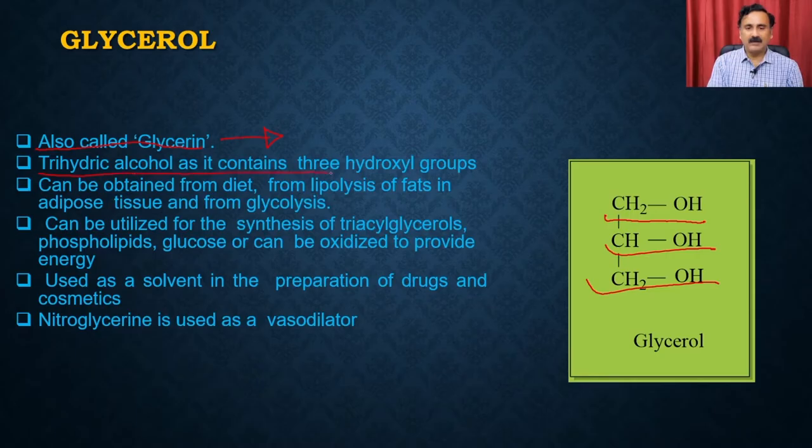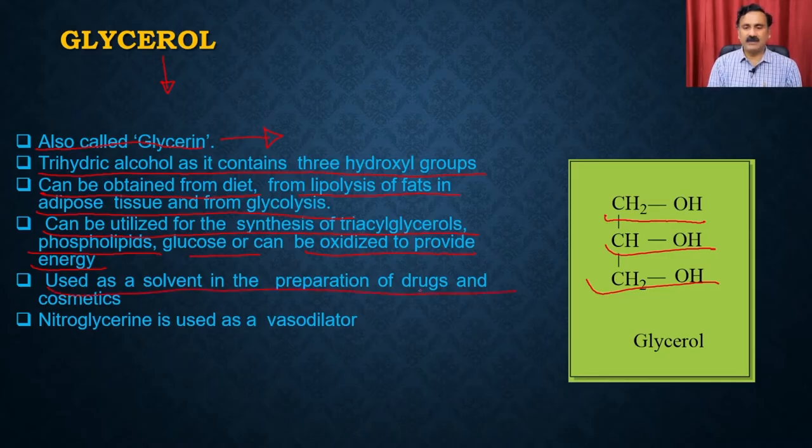It is a trihydroxy alcohol as it contains three hydroxyl groups. It can be obtained from the diet, from the lipolysis of fat in the adipose tissue, and from glycolysis. It can be utilized for the synthesis of triglycerol, phospholipids, and glucose, or can be oxidized to produce energy. So glycerol can be directly taken up into different types of metabolic pathways, and can be utilized for the production of triglycerides, phospholipids, and can even be converted into glucose to produce energy.